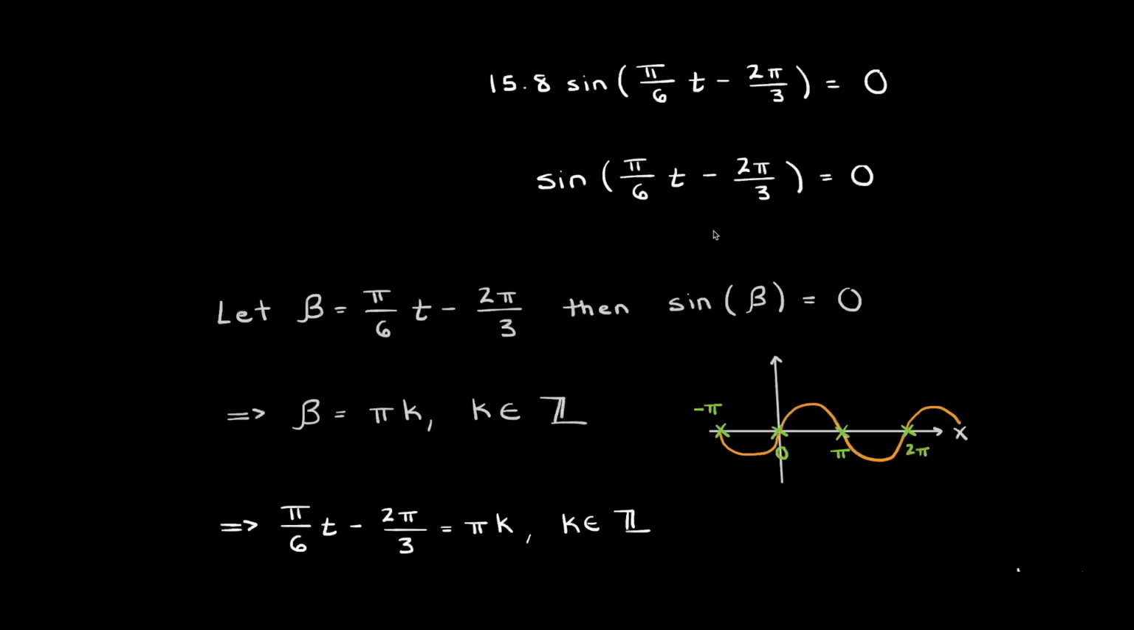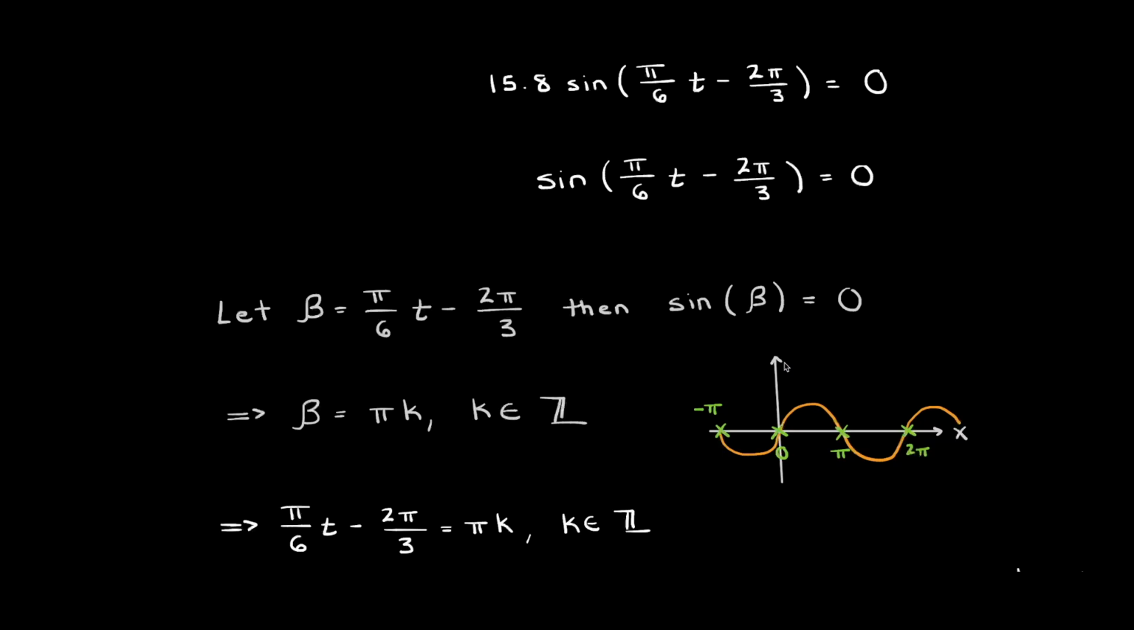Now, since this looks a little bit complicated, how about we introduce a new variable? Let's call beta the inside of this value. So beta is going to represent pi over 6 t minus 2 pi over 3. And so what we're really trying to solve is, when does sine of beta equal 0?